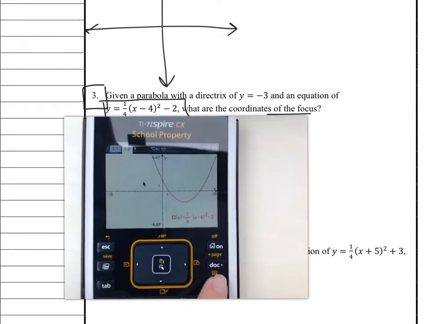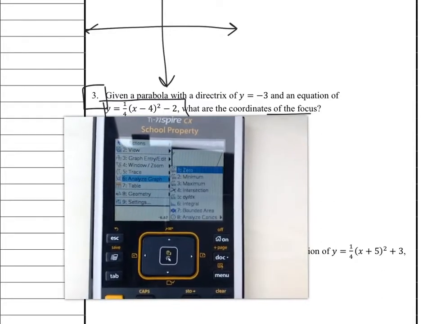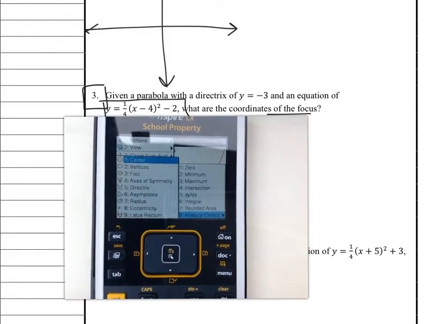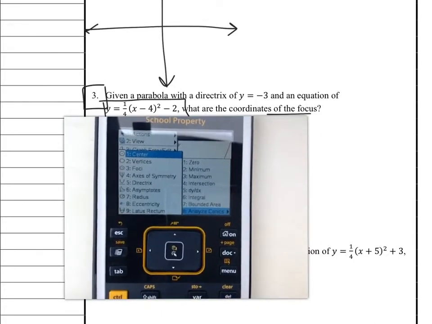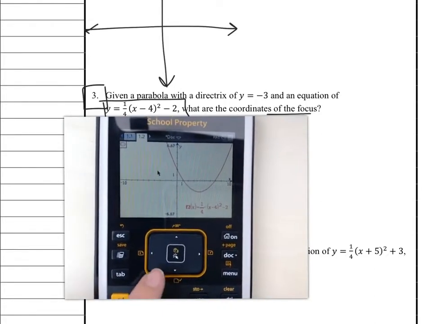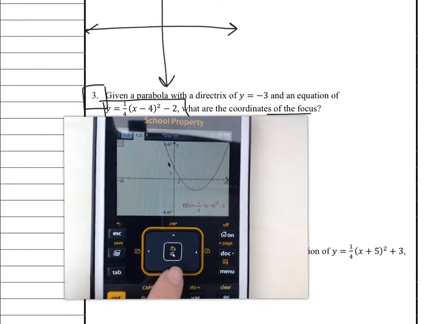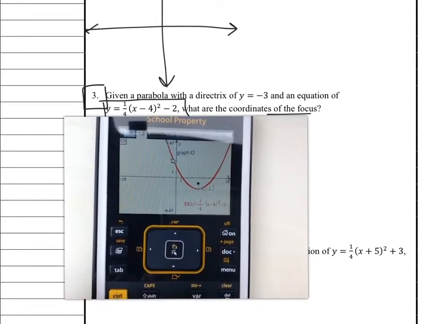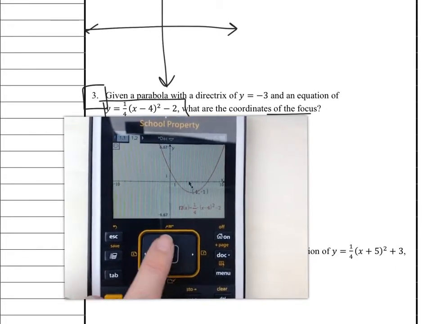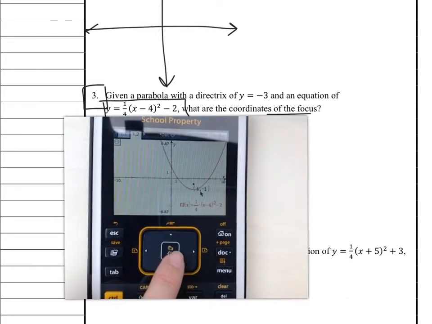So we're going to go to Menu, Analyze, which is option 6, Analyze again, so that we can find foci, which is the plural for focus. Okay, so then again, same idea with the directrix. You actually have to click on the graph for it to show up. And so it tells us that the focus is located at (4, -1).